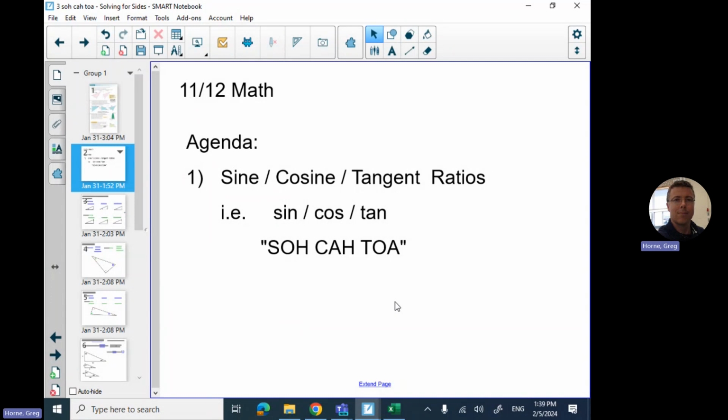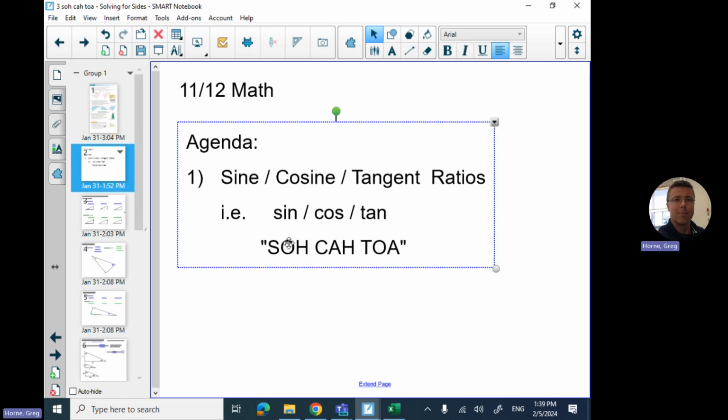All right, hello everybody. This lesson is the actual sine, cosine, and tangent ratios, or the buttons you see on your calculator: sin, cos, and tan. We're going to use a big acronym, a made-up word, to help remember them: SOHCAHTOA.